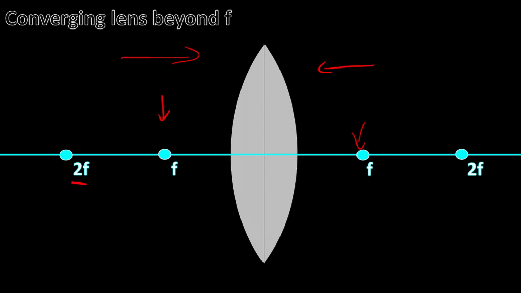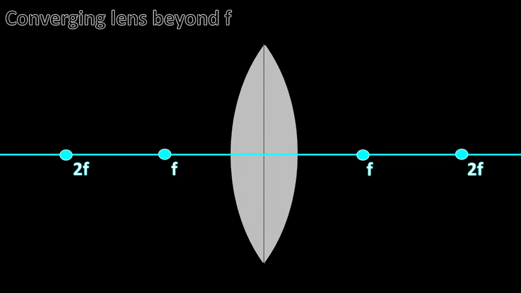You'll also notice that I have 2F marked on each side. If you're familiar with mirror equations, this is where we had C, but again, that's not the center of a mirror like we had from before. This is just double the focal length on each side. So let's get into drawing these different ray diagrams.